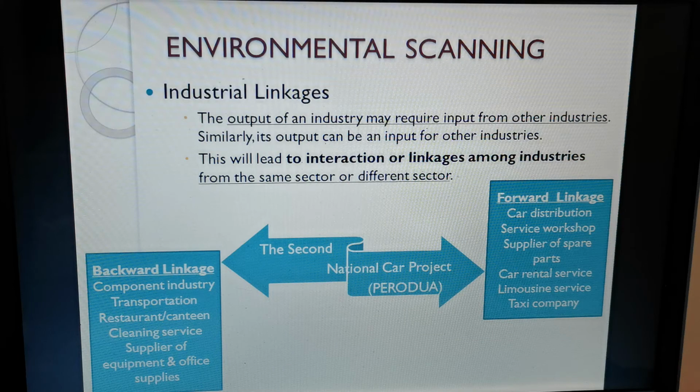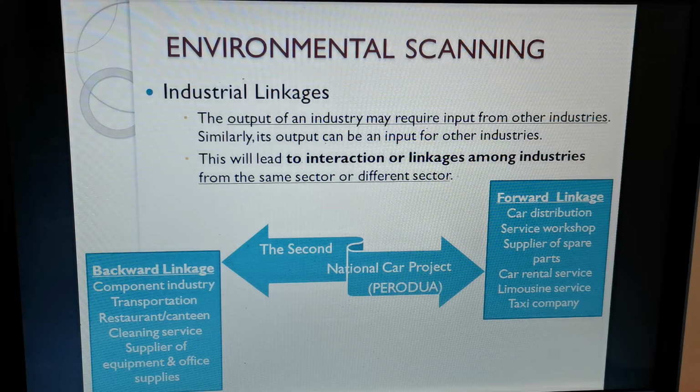We also have industrial linkages. You can see from the picture here, we have backward linkages and forward linkages. In between, for example, we have a product, the second national car project, which is Perodua. Backward linkages are what come before we produce the car. Of course, we have the component industry, those suppliers who provide certain spare parts, transportation, restaurant or canteen, cleaning services, and suppliers of equipment and office supplies. In order to run the second national car project, they must have a backward linkage.